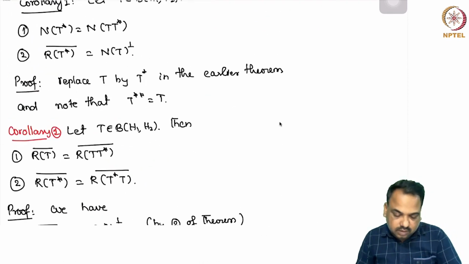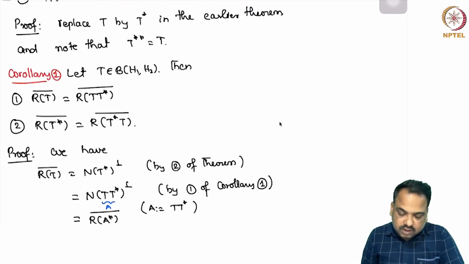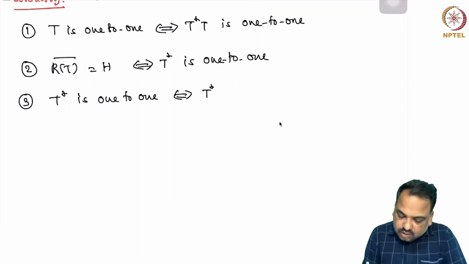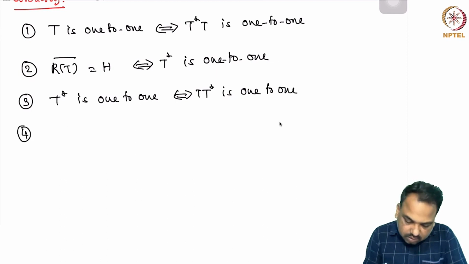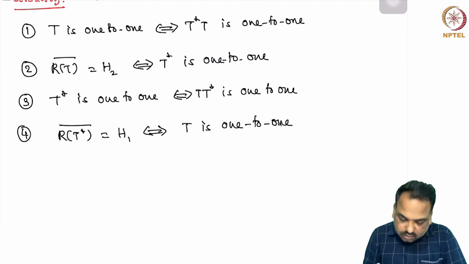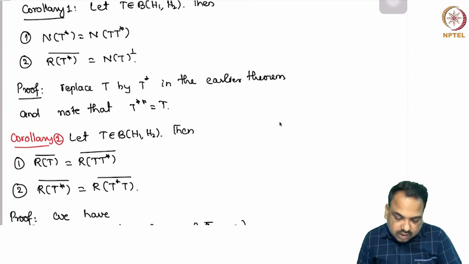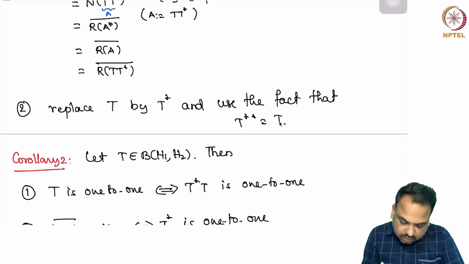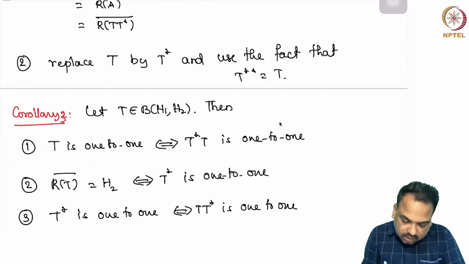Now the third statement is using corollary 1. T star is 1 to 1 if and only if T star is 1 to 1. The fourth one is range of T star is dense in H1 if and only if T is 1 to 1. So 3 and 4 follow from corollary 1, and by corollary 2, let us call this corollary 2, we can say that this is corollary 3.